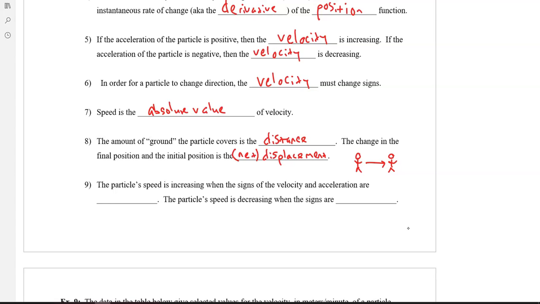So keep that idea there, kind of in your head too. That net displacement, it doesn't mean how far you've traveled. It means what's the difference between where you started to where you stopped. And if you start and stop in the same spot, then your net displacement is 0.